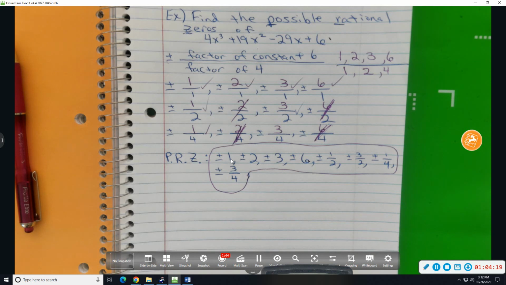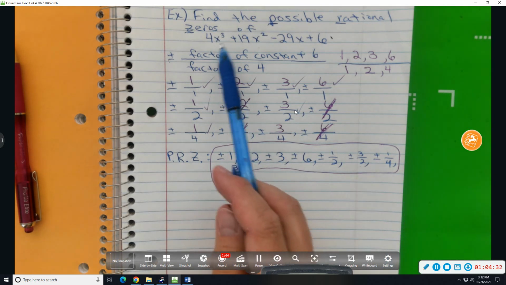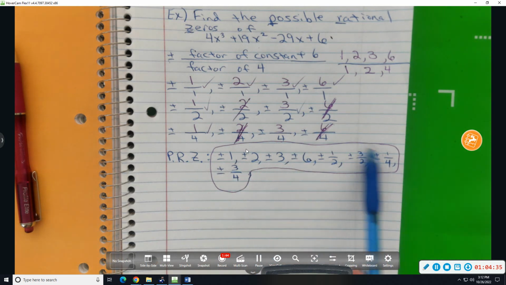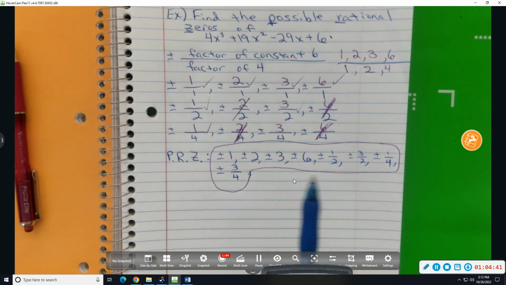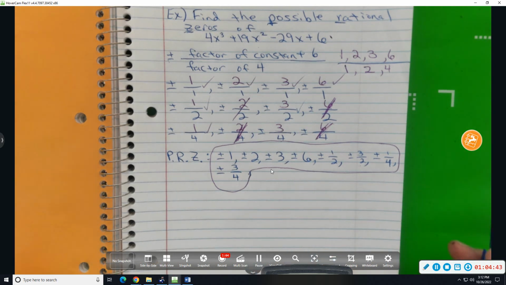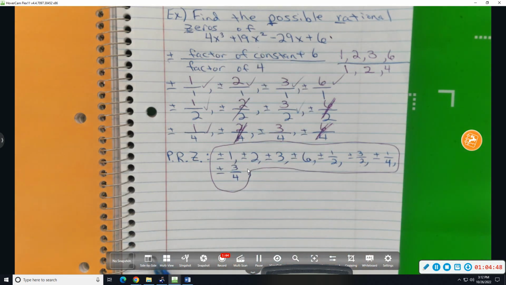So if you do this and someone asks you, is 5 a 0? No, 5 can't be a 0. It's not listed there. What about the number 8? If we plug 8 in there, would it give us a 0? Can't possibly. It's not listed as a possible zero. So this list of possible zeros is very significant because now you know. Will negative 17 make this function equal 0? No, it's not in the list of possible rational zeros.